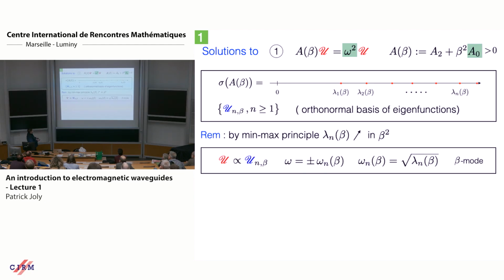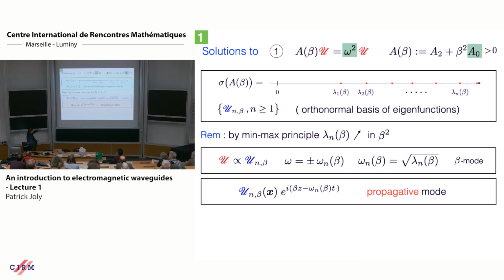And so the solution of the problem is to take u as one of the eigenfunctions. You take omega as plus or minus omega n of beta, where beta is the square root of lambda, called a beta mode. And the solution you obtain is something like that. This is called the propagative mode because beta is real, so this solution oscillates in Z up to infinity, with no decay.